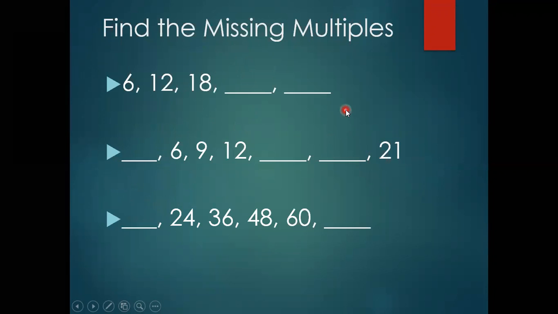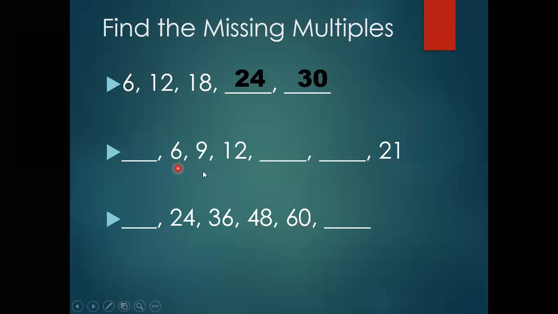Next, find the missing multiples. The first question, check here, 6, 12, 18 is given. These are multiples of what? These are multiples of 6, right? Because 6 multiplied by 1 is 6, 6 multiplied by 2 is 12, 6 multiplied by 3 is 18, and next 6 multiplied by 4 is equal to 24, and next 6 multiplied by 5 is equal to 30. And the next question is, the first number is blank here.